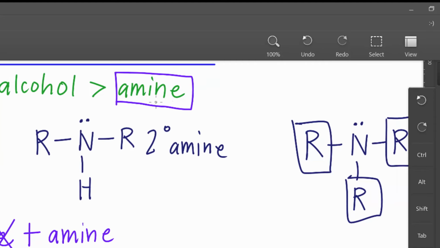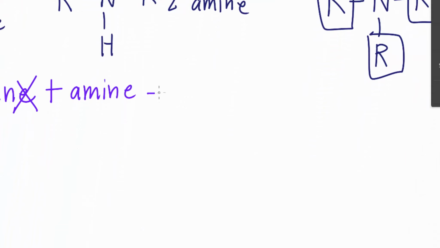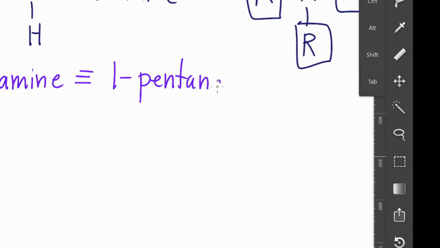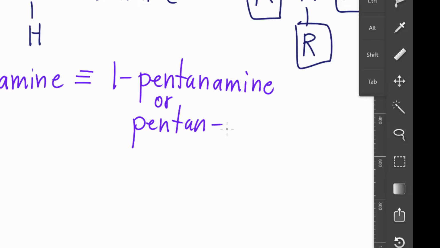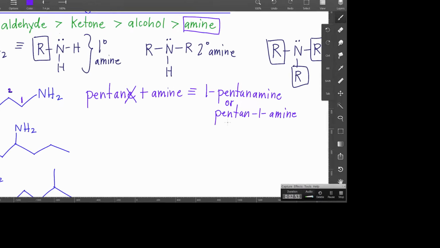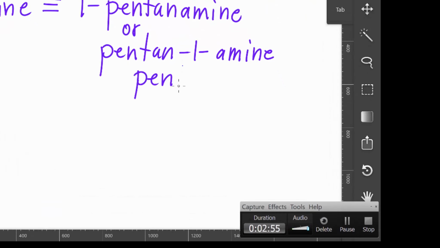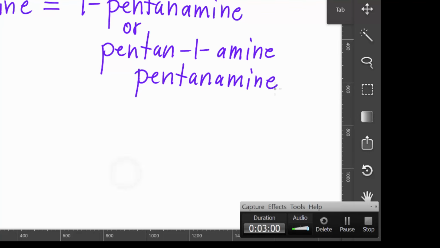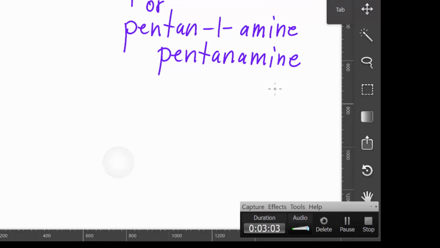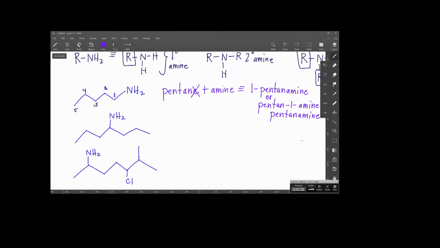So I want to indicate where my nitrogen is on the amine. So I could write 1-pentanamine, or I could write pentan-1-amine, or I could simply write just pentanamine. And that assumes that the NH2 group is on carbon 1. Okay.